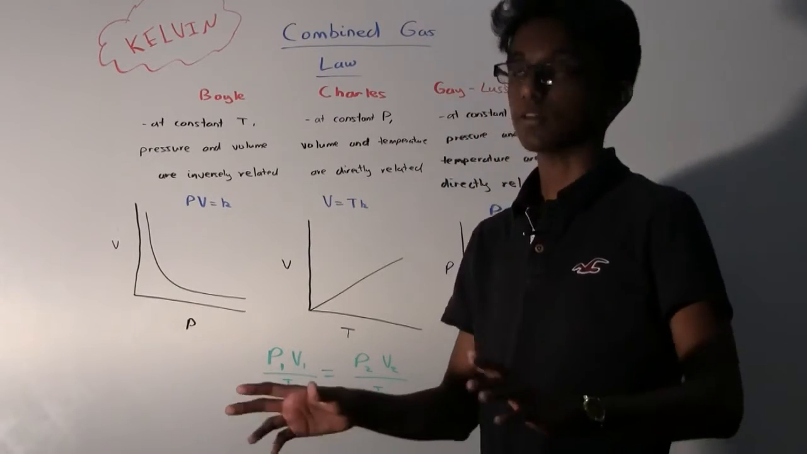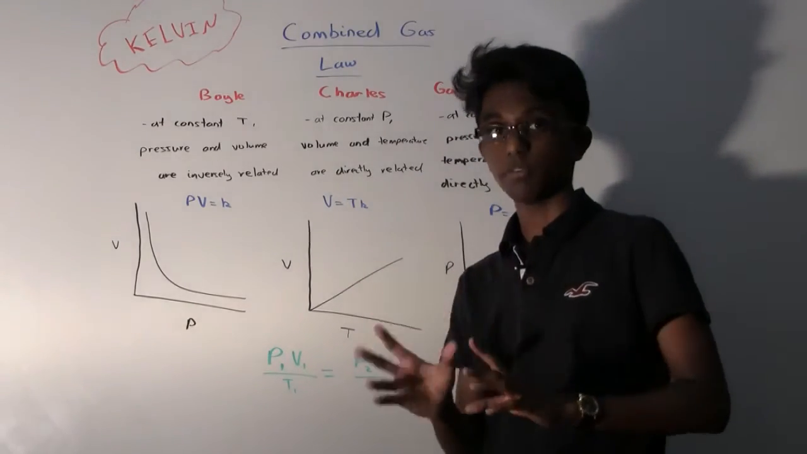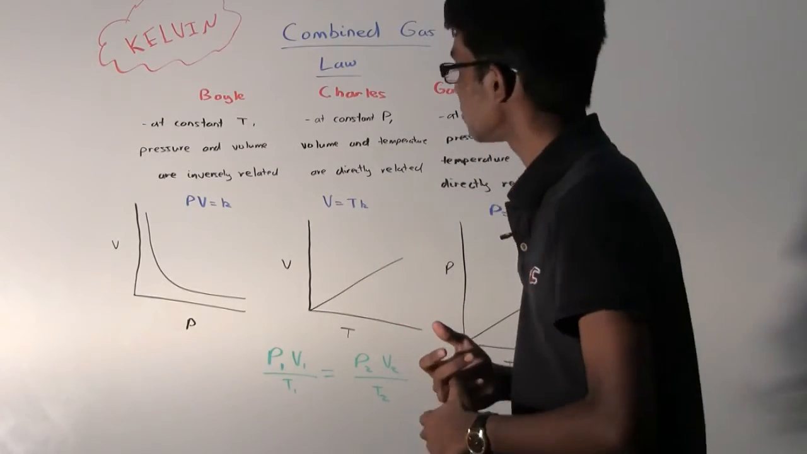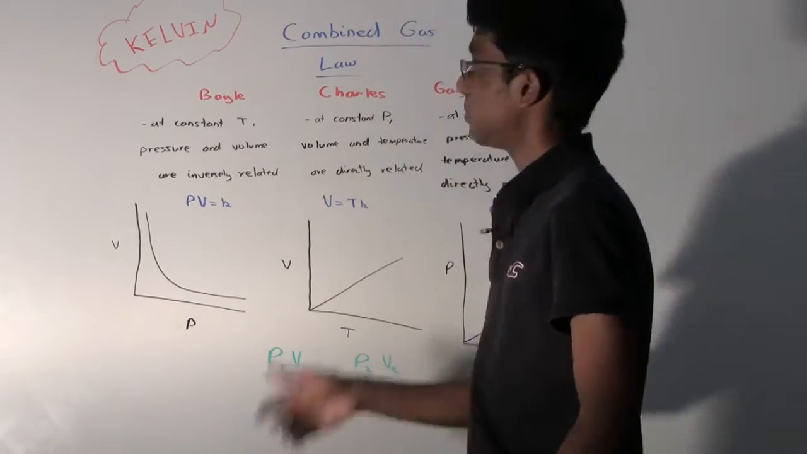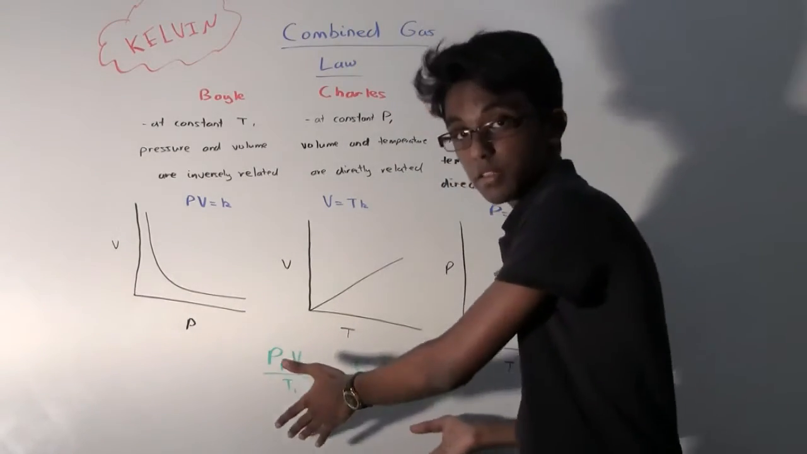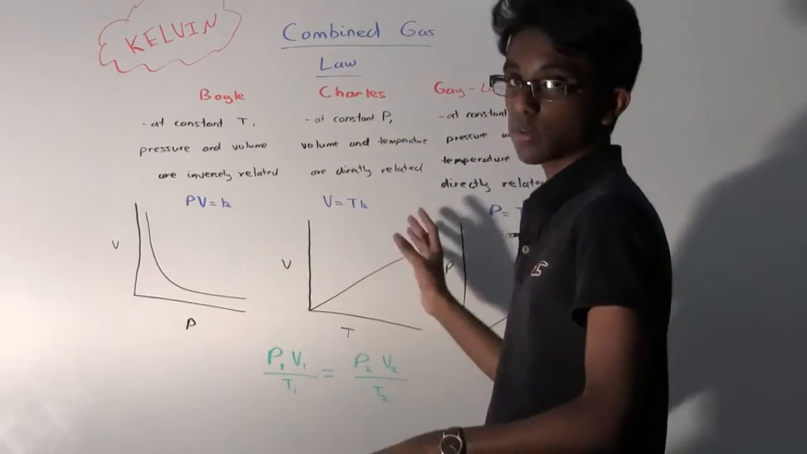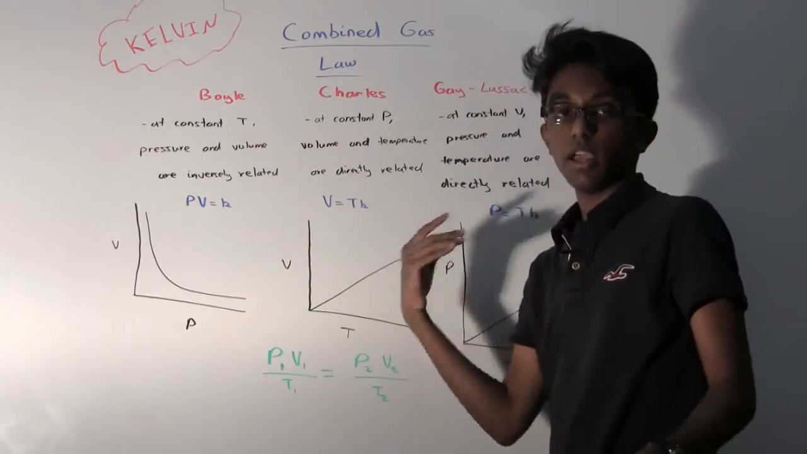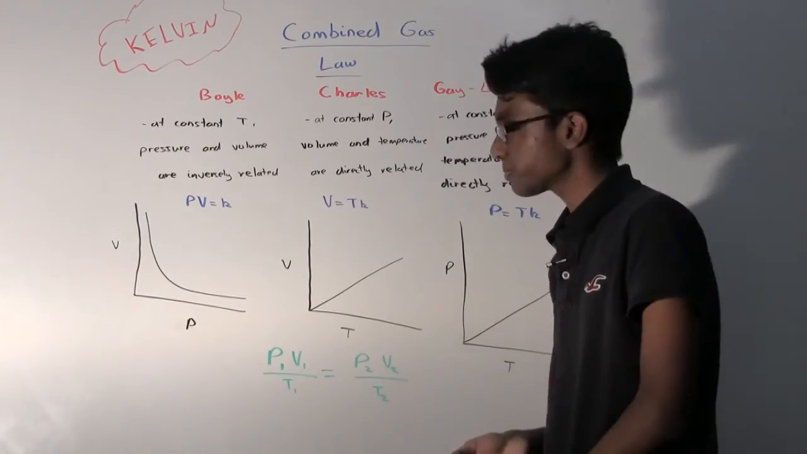In this video, I'm going to be talking about the relationship between three important physical properties of gases: pressure, volume, and temperature. And that relationship is seen in the combined gas law. Now, I've written the combined gas law here, but before we start working with it, we have to look at these three laws. These three laws, Boyle's law, Charles' law, and Guy-Lussac's law, are where the combined gas law comes from.